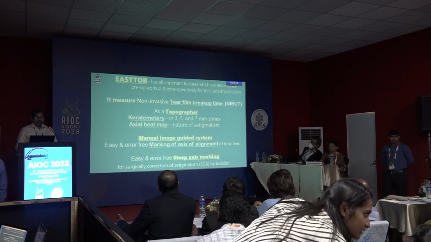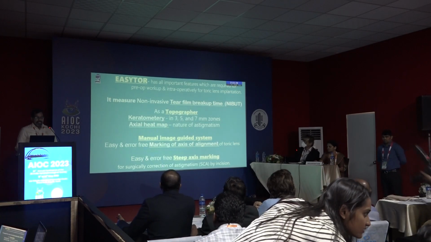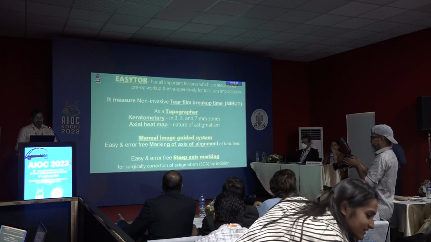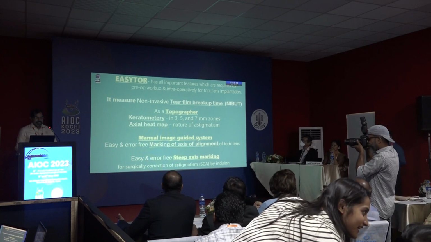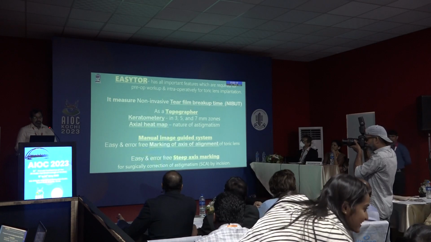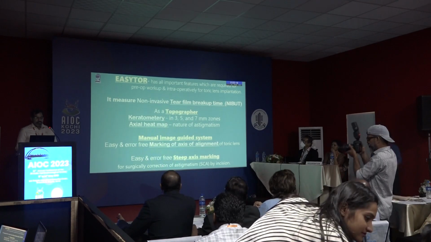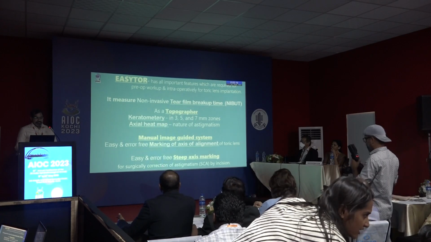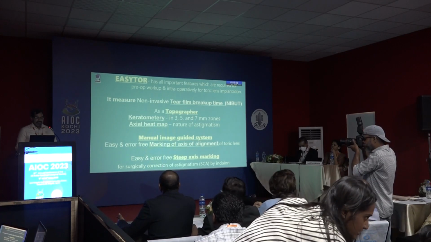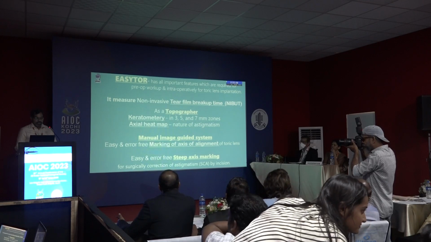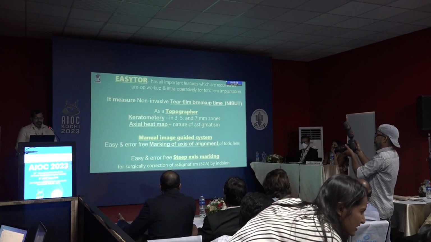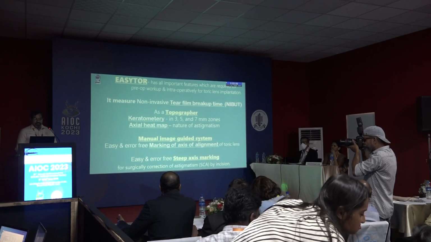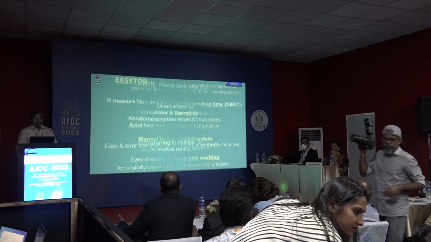It measures non-invasive tear film breakup time. As a topographer, it provides keratometry in 3, 5 and 7 millimeter zone. 3 millimeter zone is important. It provides axial heat map, so you can find out the nature of astigmatism. It should be regular. It has a manual image guided system, an app for easy and error-free marking of the axis of alignment of the toric lens. It is having easy and error-free steep axis marking for surgical correction of astigmatism by incision.